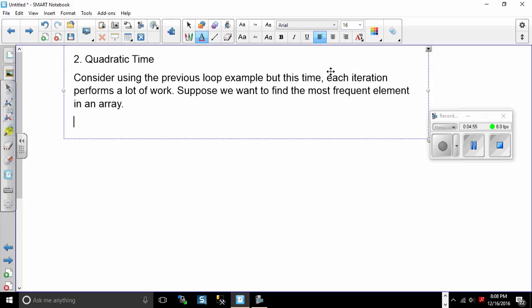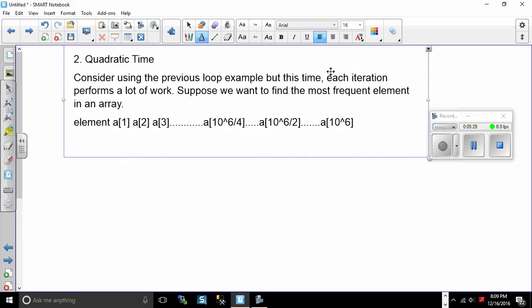So we have elements A1, A2, A3, and so forth. Suppose it's a 1 million element array: A10^6/4, A10^6/2, and then finally A10^6. So we have a 1 million element array, and we want to find the most frequent element.